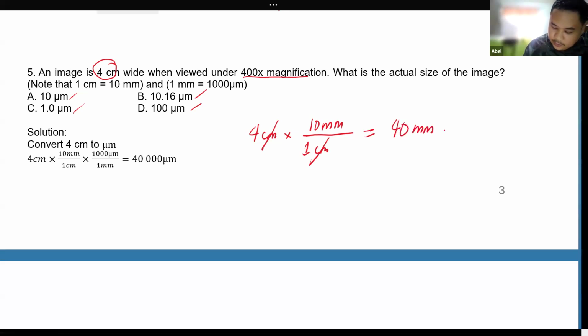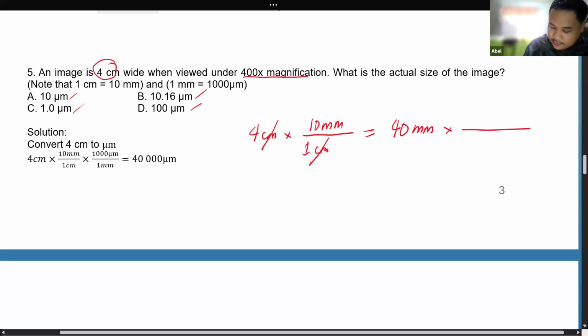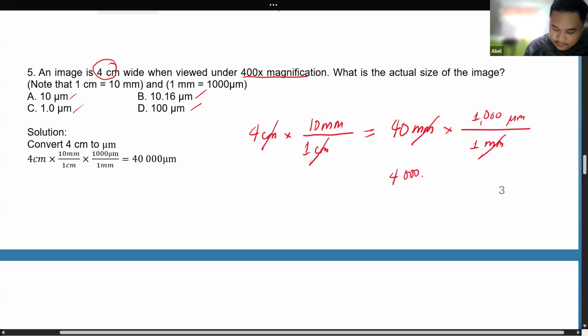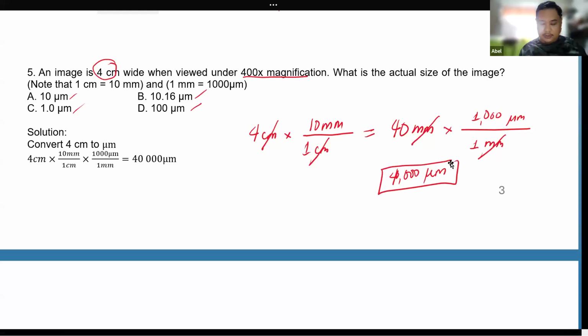Now, since we want to convert into micrometer, we can continue. We have 1 millimeter and then we have 1,000 micrometer. And so cancel out the unit. And so overall, that would be 40,000 micrometer. So this 40,000 micrometer, that's the image size. So what is the actual size of the object?